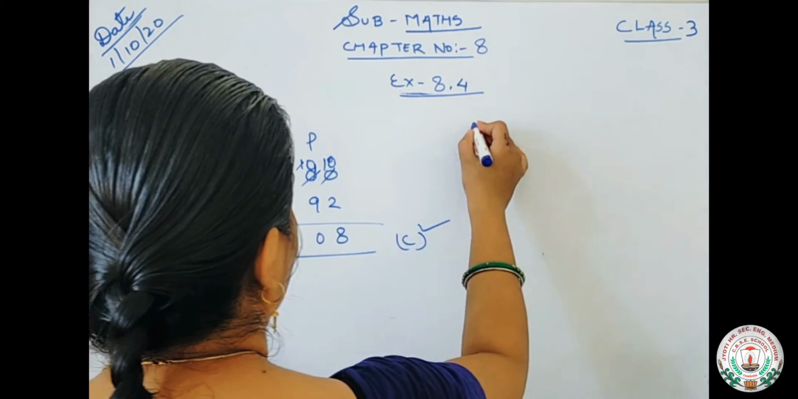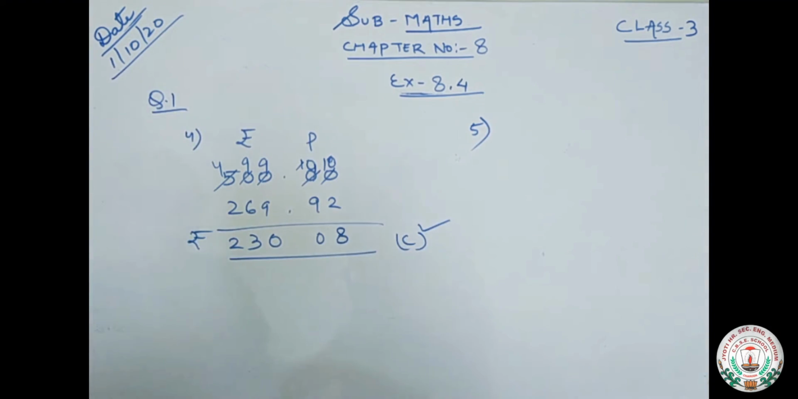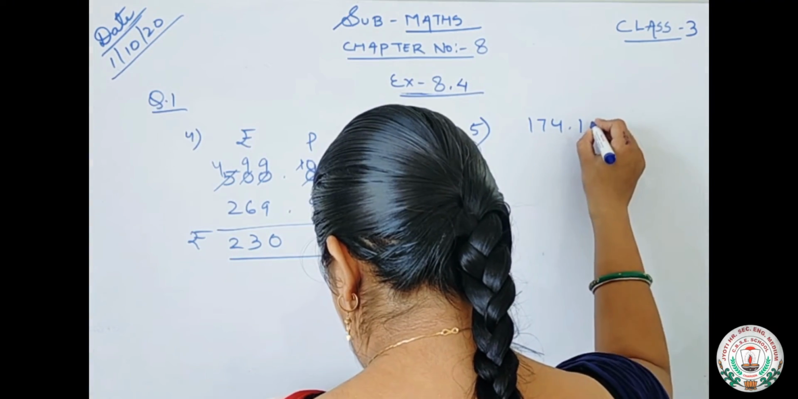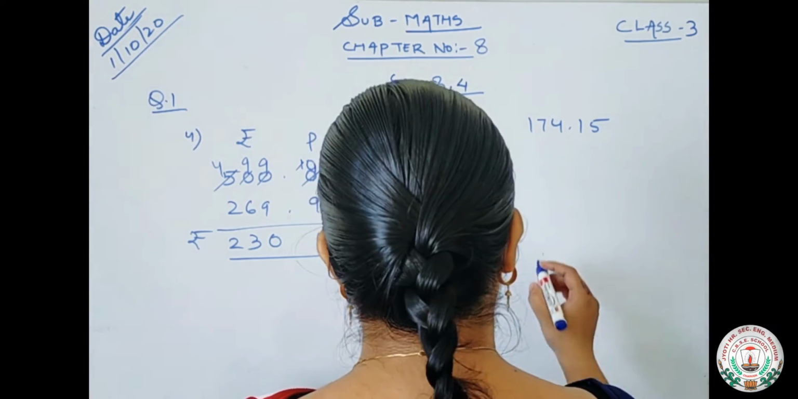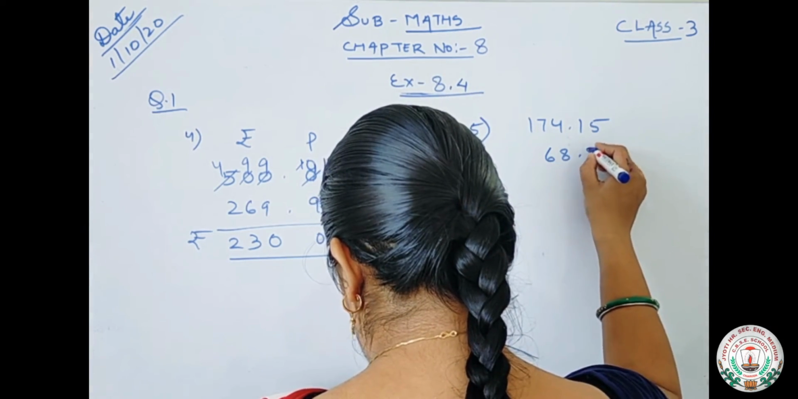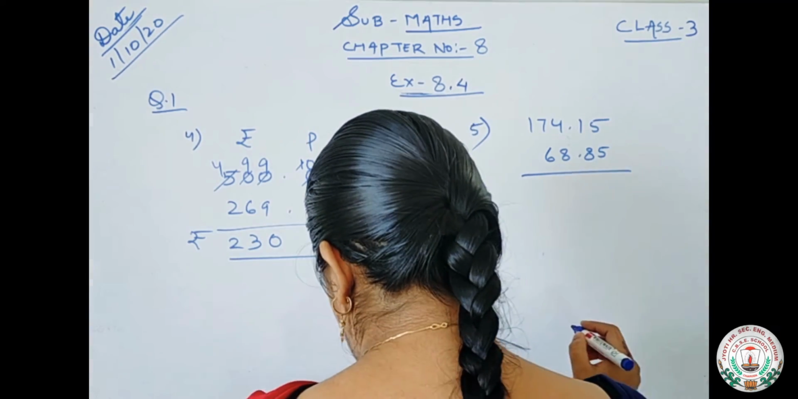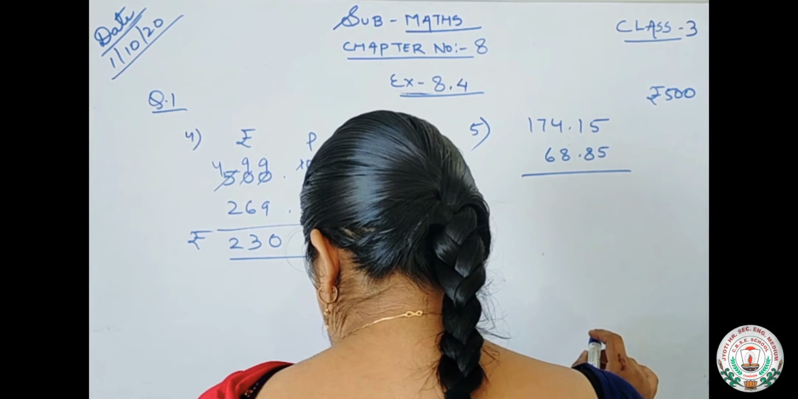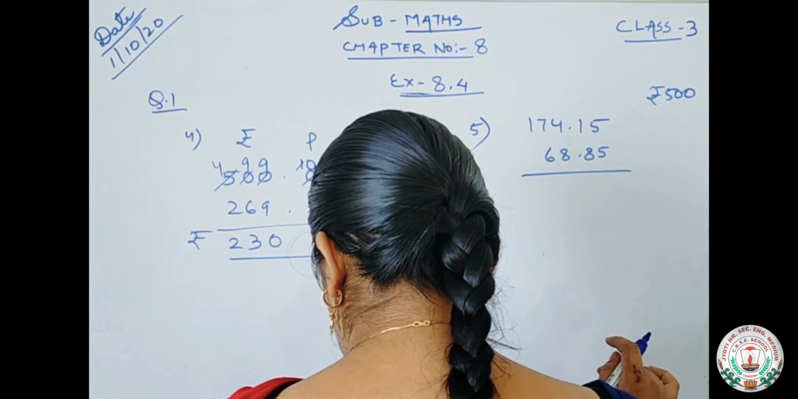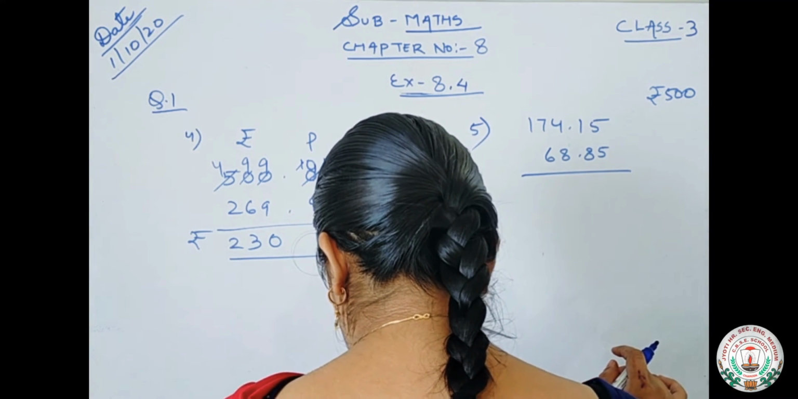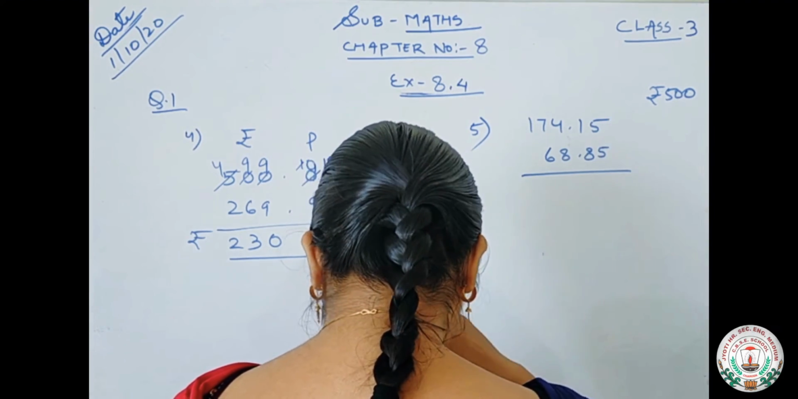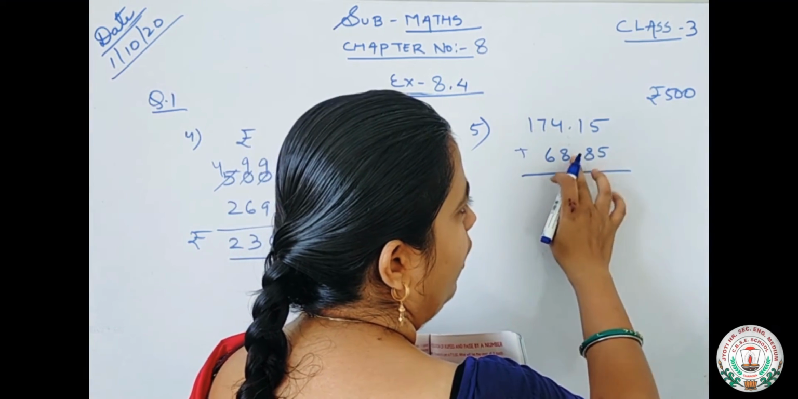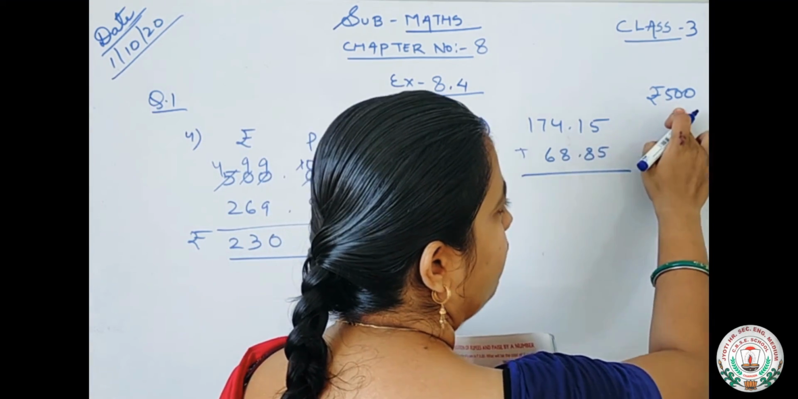Now question number 5. I bought a toy for rupees 174.15 and a copy for rupees 68.85. Okay, I gave a note of rupees 500 to the shopkeeper. The amount of money returned to me was what? So how will we find it? First, we will add what I have bought and then we will subtract it from the total amount.